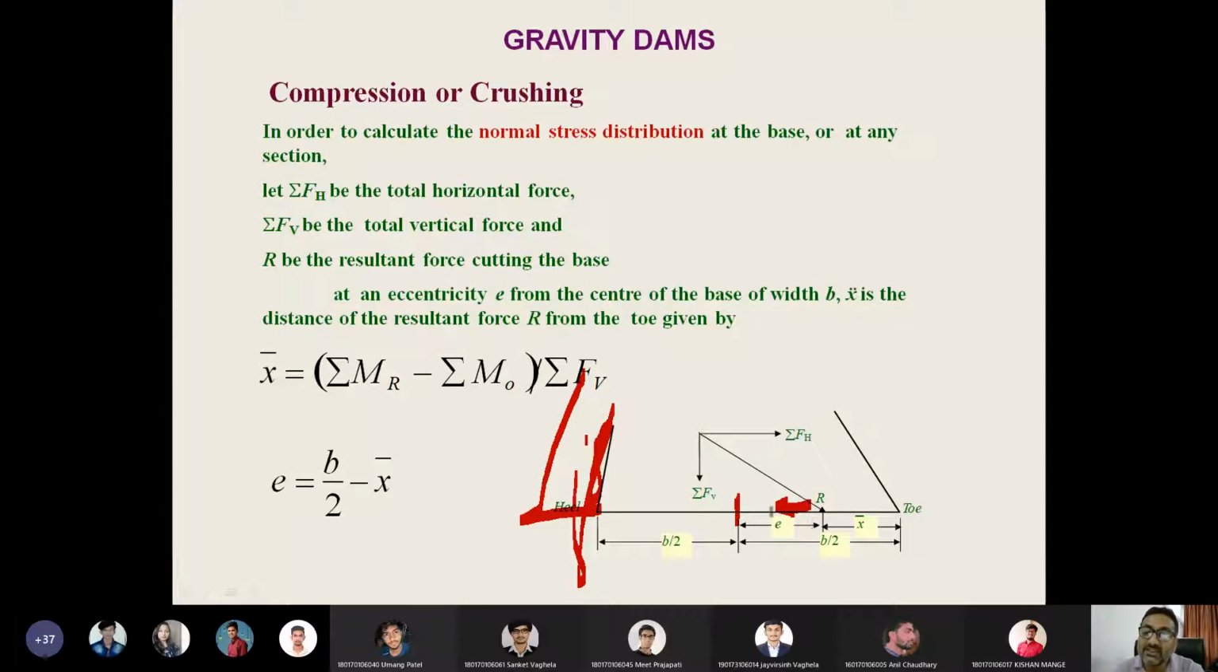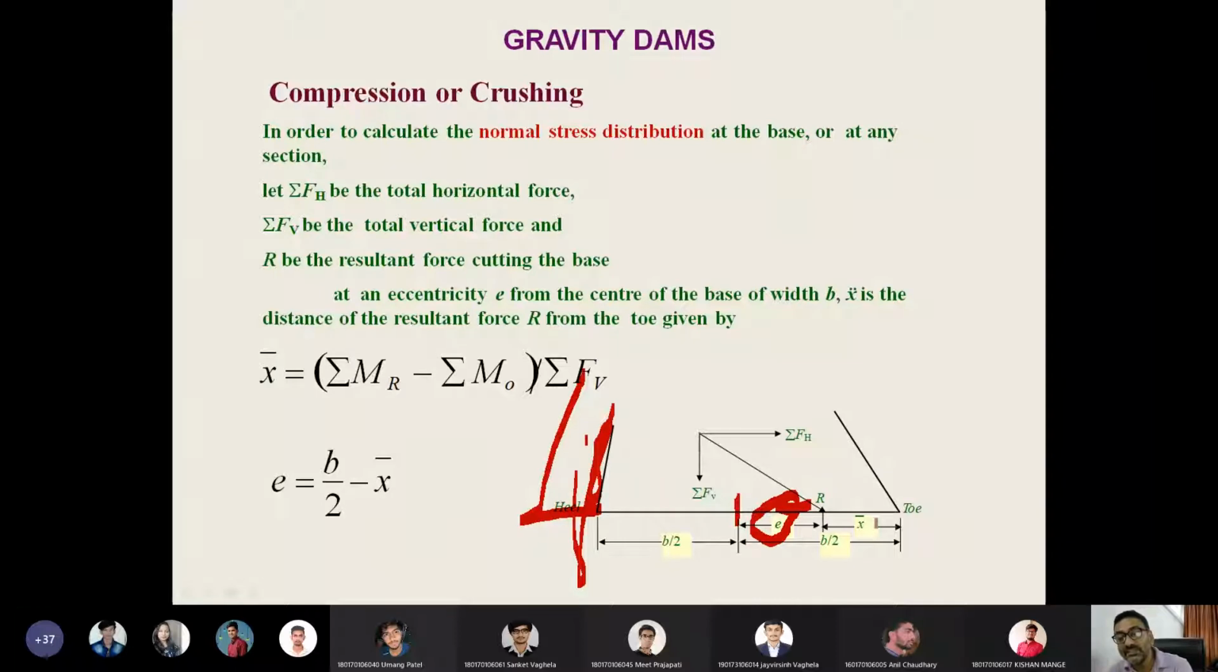So R is shifted from the middle of this base towards the toe, and whatever is the shift is called the eccentricity. The remaining part from the toe to the point at which this resultant is cutting the base is x bar. This distance is taken as x bar.